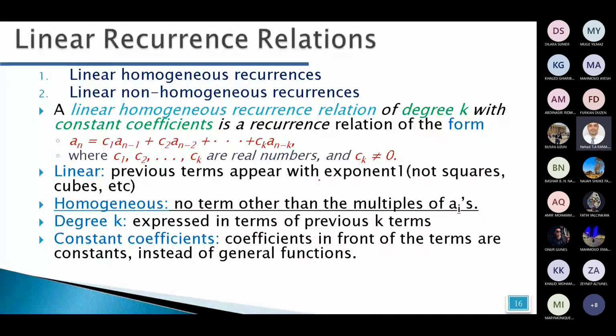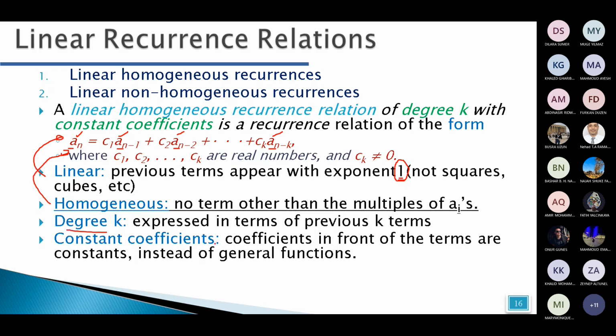So linear means this equation, or this recurrence relation, has only exponent of 1. This means all of the a's have exponent 1. There is no square or cubes. Homogeneous means we only have one variable, which in this example for linear homogeneous is only a. So this is homogeneous.